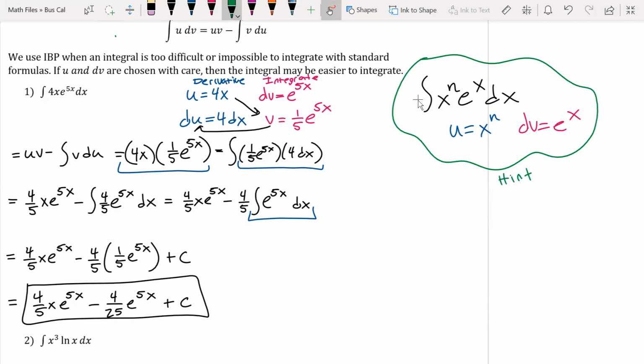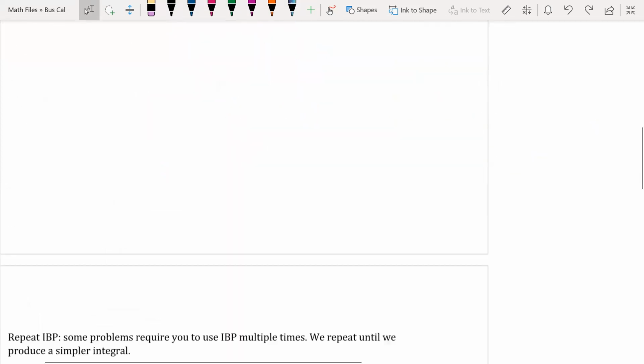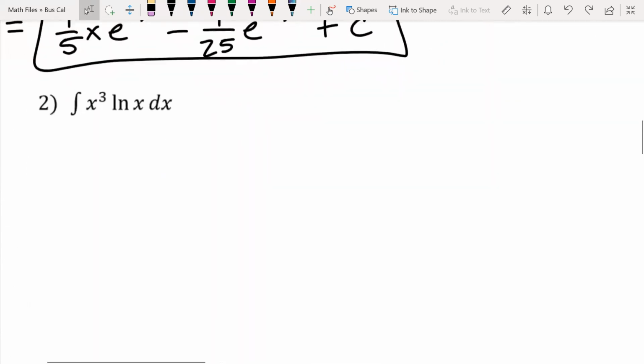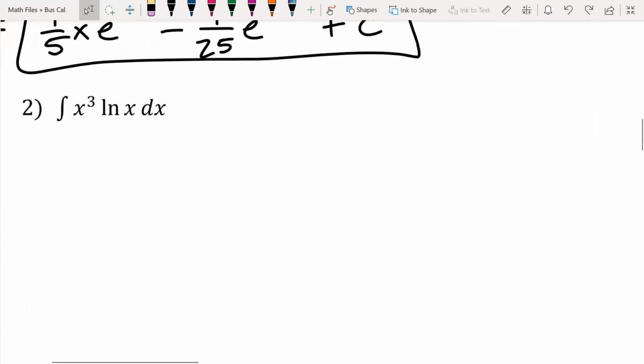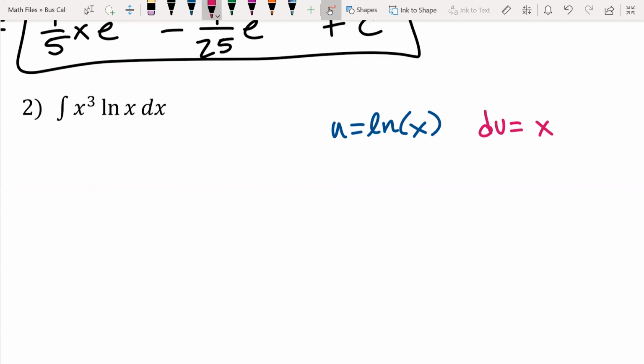Okay. Next one. All right, 2. We have the integral of x cubed natural log of x. So in this form, well, we are going to let u equal the natural log of x this time, and dv is going to be x cubed.